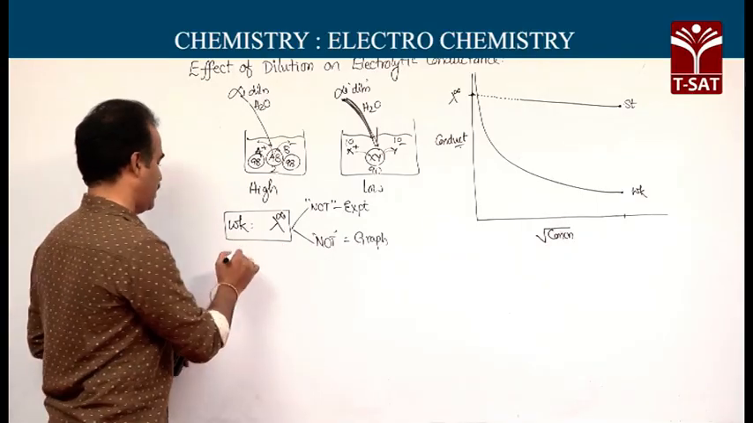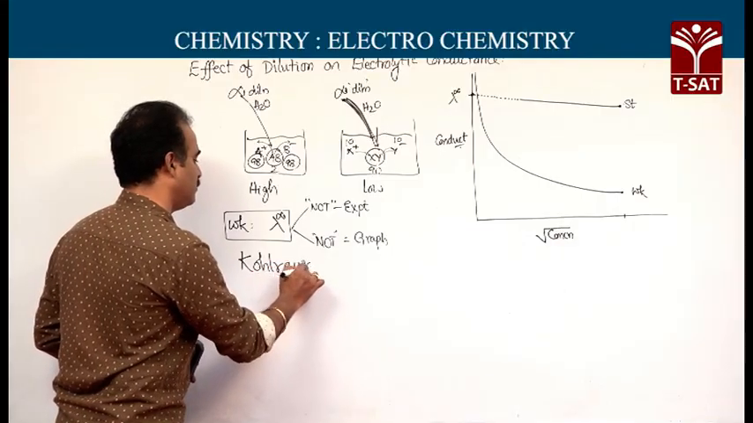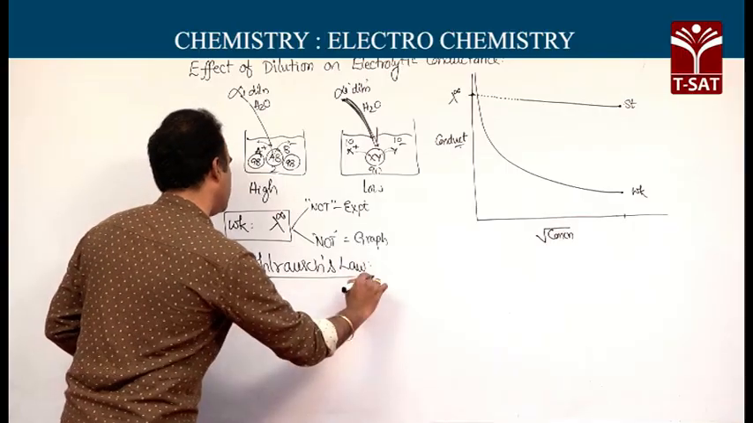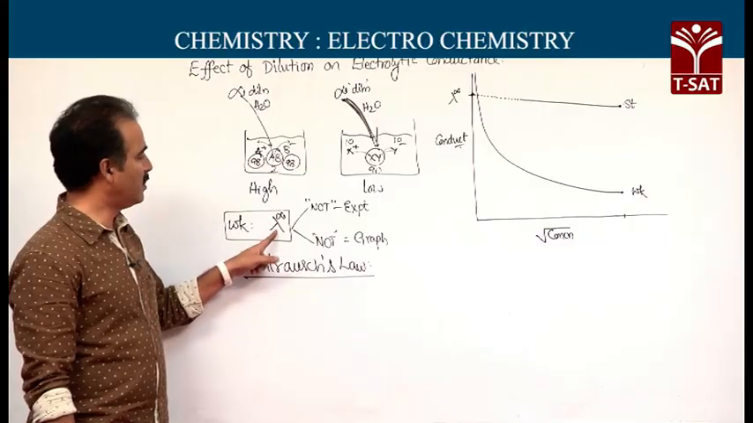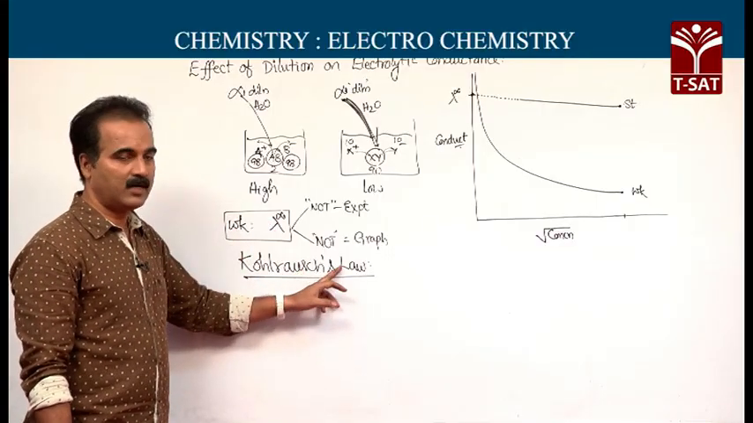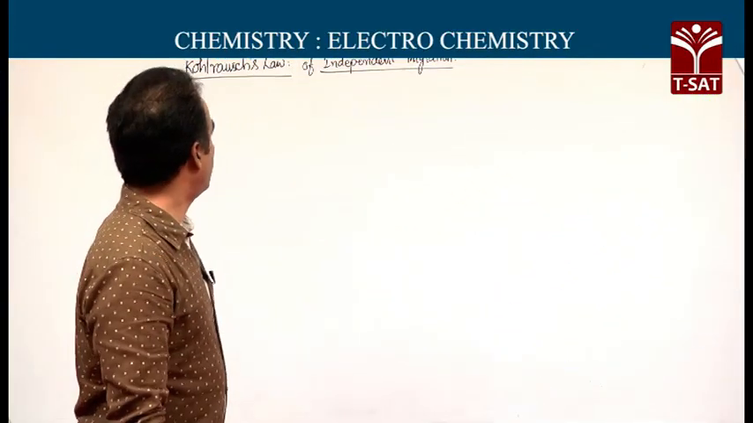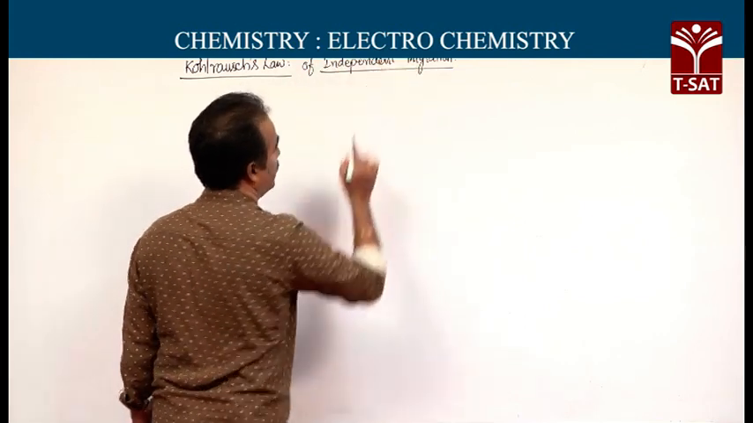That is given by Kohlrausch's law. So, what is Kohlrausch's law and what is its significance? How do we represent the conductance at infinite dilution of a weak electrolyte? It is given by Kohlrausch's law. Let us study it. So, now let us see Kohlrausch's law of independent migration. Independent migration, keep in mind.